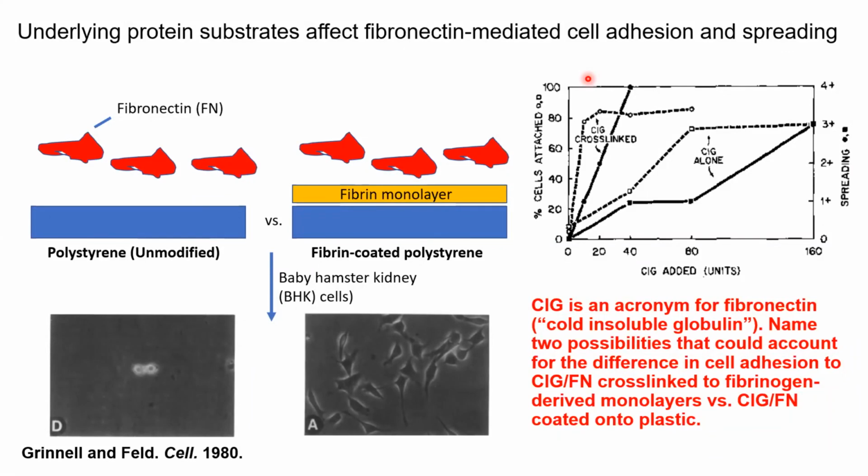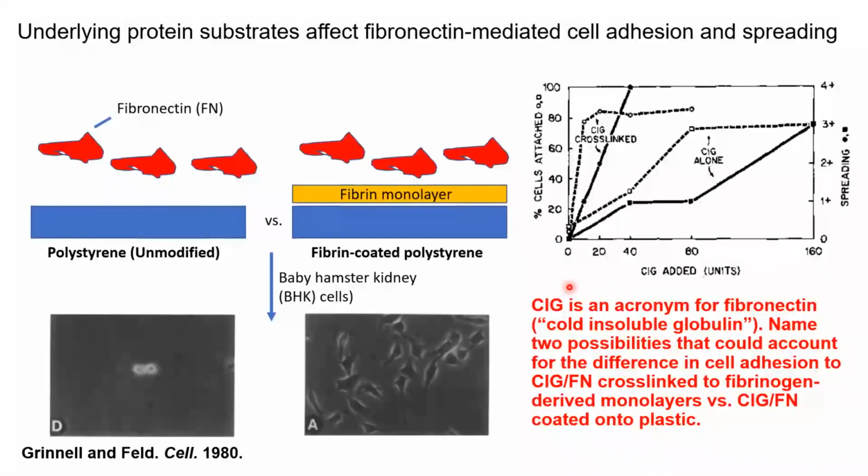And Fred and others had found that coating fibronectin on polystyrene did not elicit cell adhesion and spreading. But if they actually primed the polystyrene with a layer of fibrin, so basically a blood clot, they were getting robust spreading of the cells. So in this paper, they're using CIG. CIG was an acronym that means fibronectin.